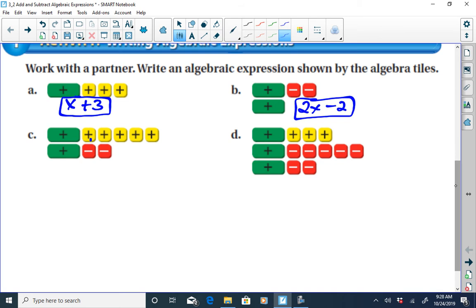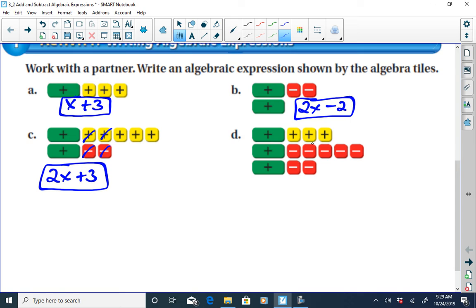Example C, I see 2 x's, and I see 2 zero pairs here, right? So a positive 1 and a negative 1 cancel each other out. That's a zero pair. So I have another zero pair here, but I still have 3 left over. So that's going to be plus 3. So 2x plus 3 would be the expression represented by that model.